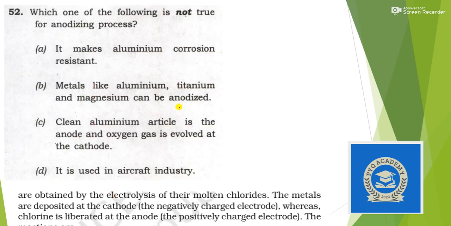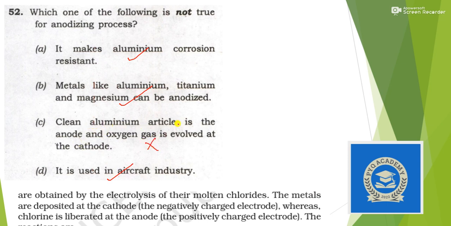Next, which one of the following is not true for the anodizing process? The anodizing process is given in NCERT. Simple concept: it makes aluminum corrosion resistant. Yes, that is the only requirement. We go for galvanization also for resisting corrosion. Metals like aluminum, titanium and magnesium can be anodized. Yes. And aluminum is used in the aircraft industry. Yes. So we are left with this option only.